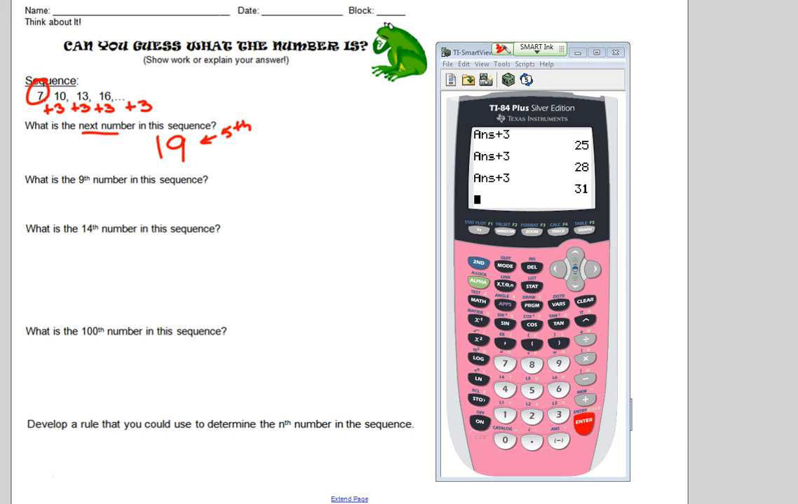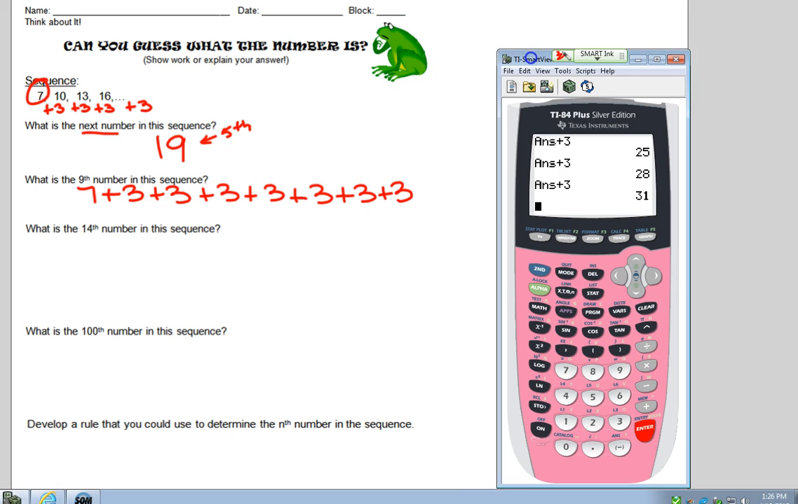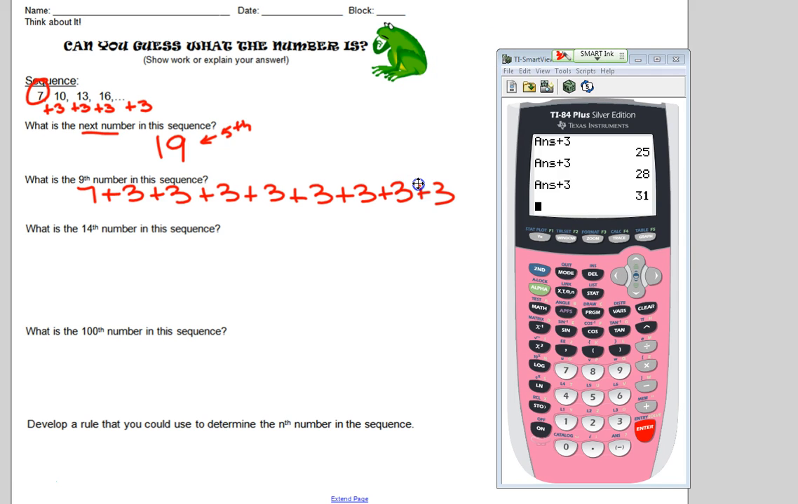So, excuse me for my coughing. 7 is the first number. And then if I want to get to the 9th, well, let's see. If I add 3 more, I get to the 2nd number. And I add 3 more, I get to the 3rd number. Add 3 more, I get to the 4th number. Add 3 more, I get to the 5th number. 3 more, I get to the 6th number. 3 more, I get to the 7th number. 3 more, I get to the 8th number. And then 3 more, I get to the 9th number.